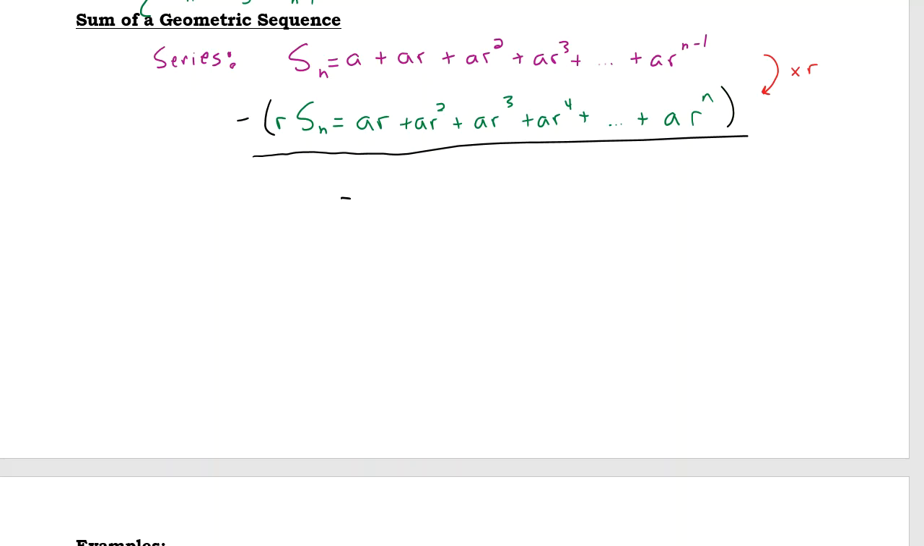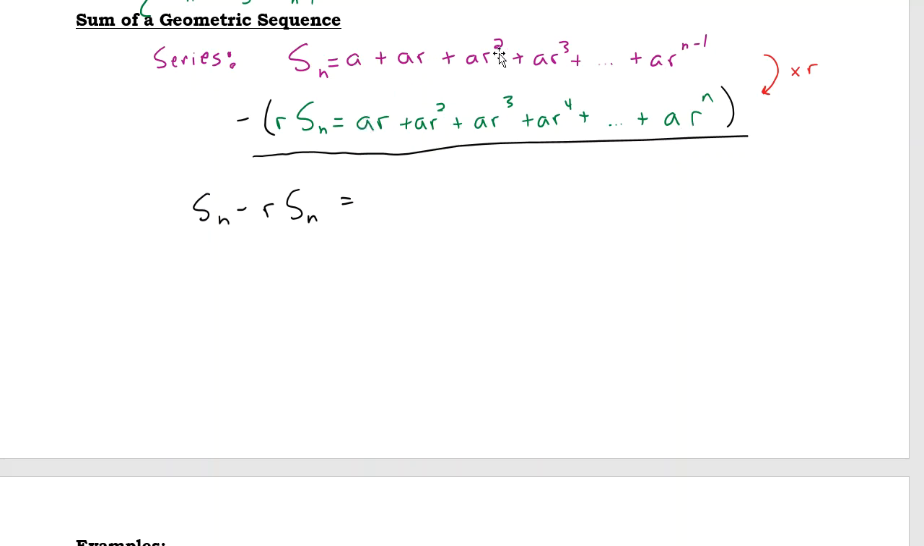So what do we end up with on the left-hand side? Well, we have s sub n minus r times s sub n. Okay, now let's look at the right-hand side. Now, if I were to write all this out, I would have all this stuff minus all this stuff.